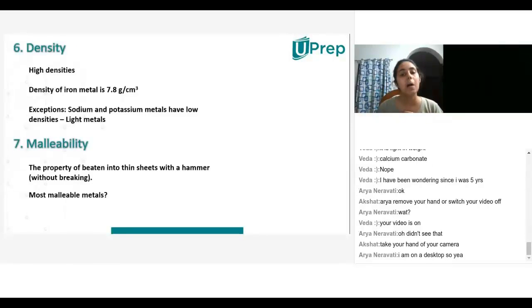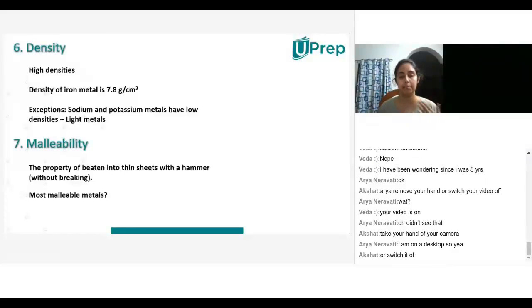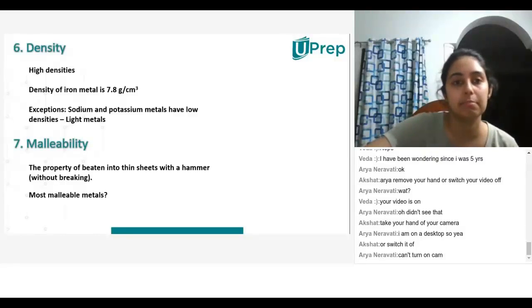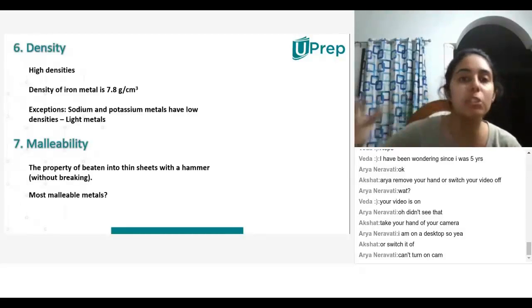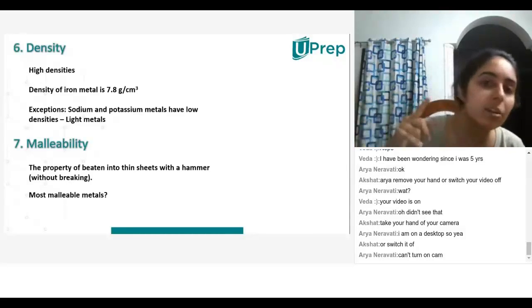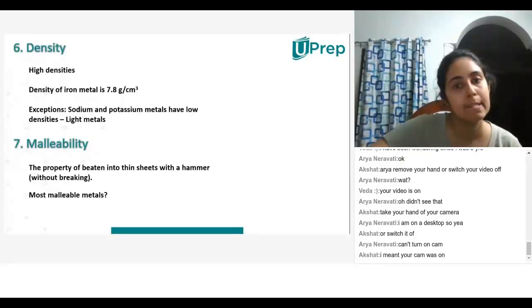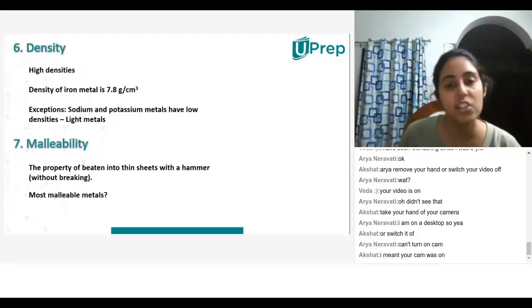Okay. So can somebody give me an example of the most malleable metal? Aluminium. Aluminum, yeah, to some extent, yes. But the most malleable. So gold and silver are the most malleable. Then comes aluminum and copper. Okay. So these metals can be beaten into very thin sheets called foils.